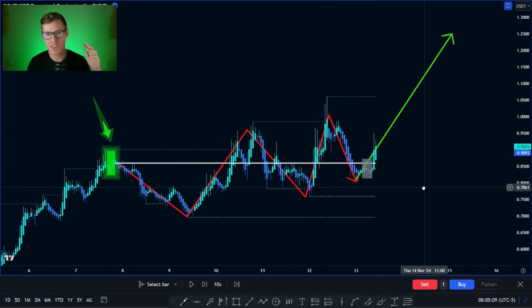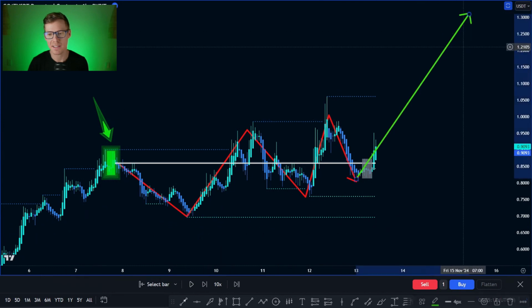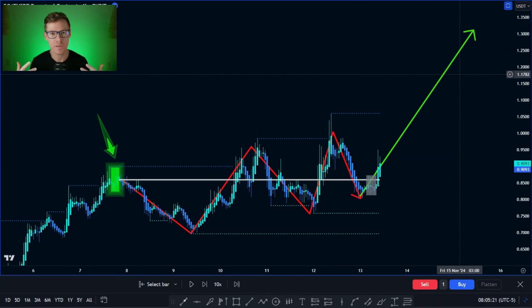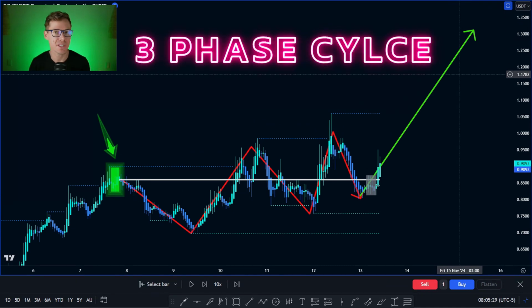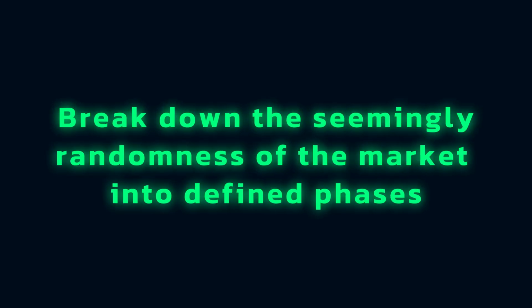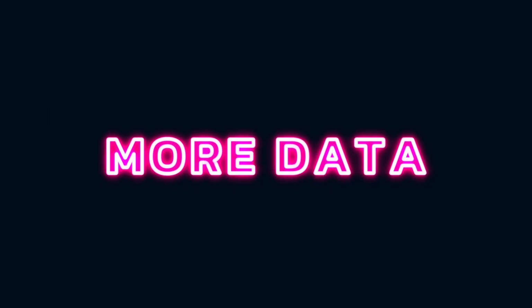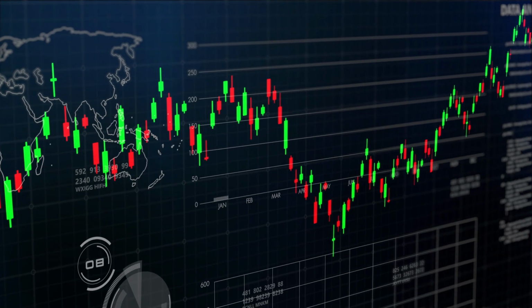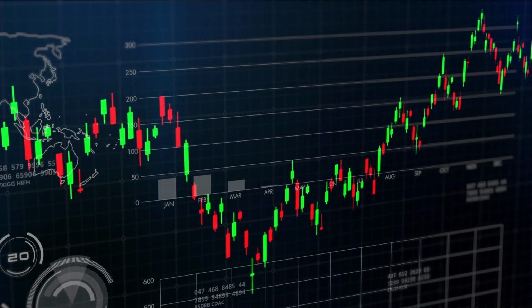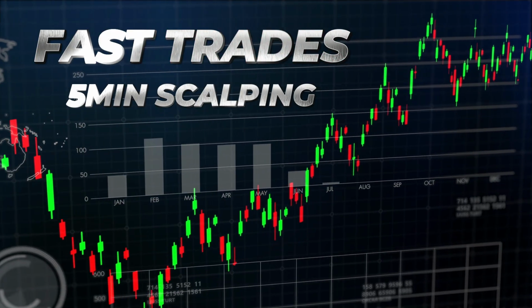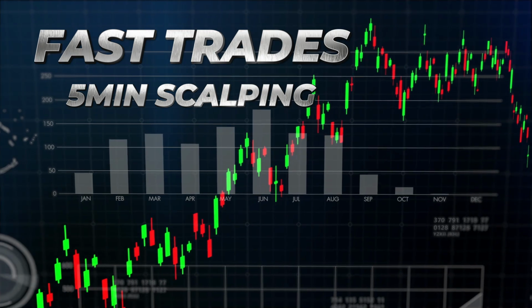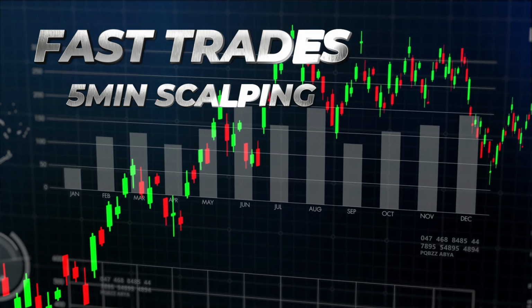So you can see we've got 3 phases on the chart: contraction, expansion, and then the trend phase. These 3 phases happen over and over again. This is how the market moves, and understanding this 3-phase pattern will help you break down the seeming randomness of the market into defined phases that will give you more information about how to enter your trades. This strategy that I'm going to be showing you today is designed for fast trades on the 5-minute time frame, and here is what you need to look out for.